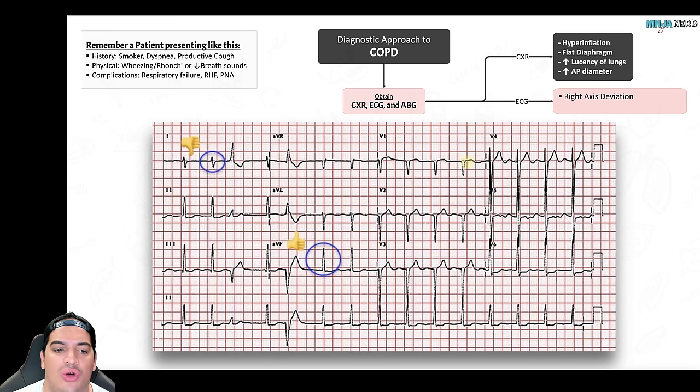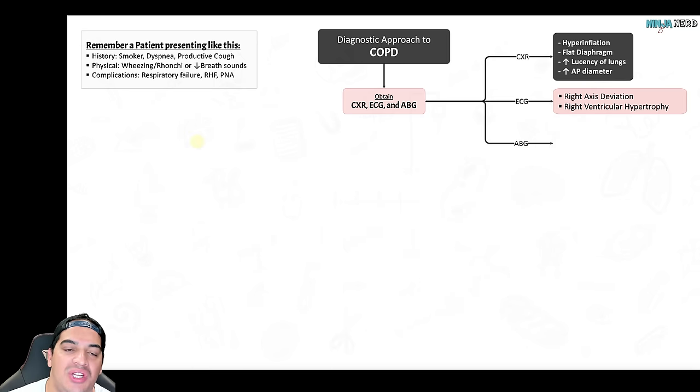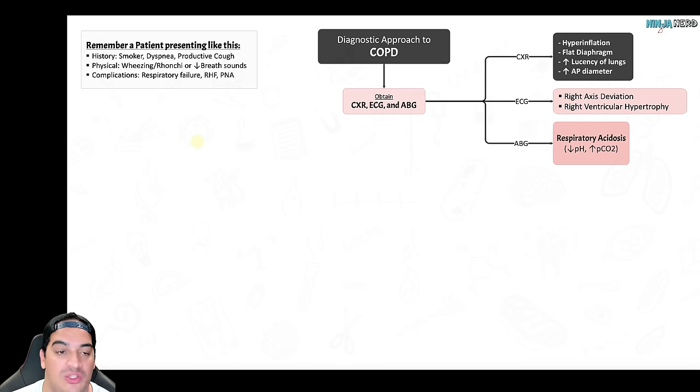ECG could show right axis deviation. This is just telling me that we have a lot of right heart strain from pulmonary vasoconstriction. And again, right ventricular hypertrophy, again, from a lot of pulmonary vasoconstriction and cor pulmonale developing. And ABG is somewhat helpful because, again, these patients trap air. They trap air and they trap CO2, which can cause respiratory acidosis to develop. So that's one thing to also look for in a patient who has a COPD kind of disease. This may be chronic for them, or it could be much, much higher if they're having a COPD exacerbation.